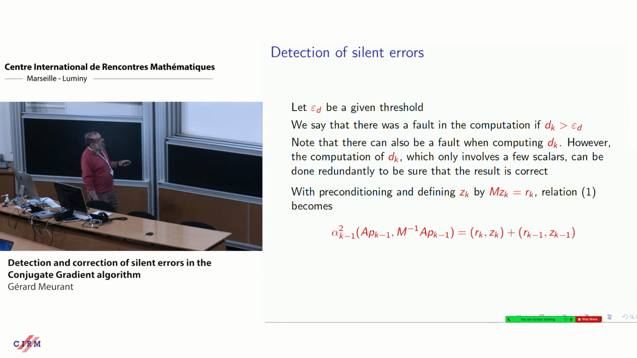And when you're using a preconditioner, so you have to compute this vector zk given by this solve, then the relation becomes this, in fact. Instead of looking at the norm squared, you have this dot product of the vectors rk and zk, and you can do the same thing, more or less. Okay.